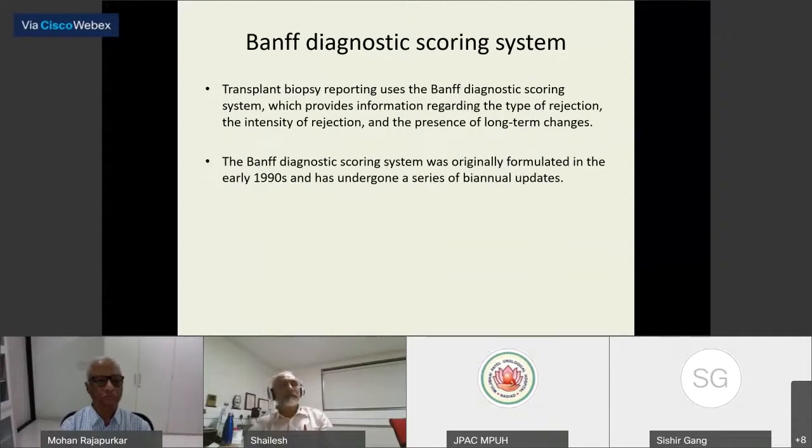So there are certain ways to evaluate the graft biopsy, and out of that, the Banff diagnostic scoring system is the most prevalent one, and it was started in the late 80s. Multiple scoring systems were started, but out of that, the Banff scoring system has come to the forefront. The last update came in 2018, and this October there is a newer Banff conference coming up in Canada.